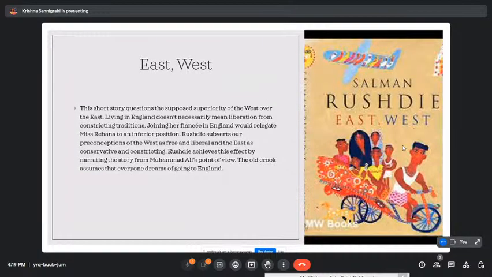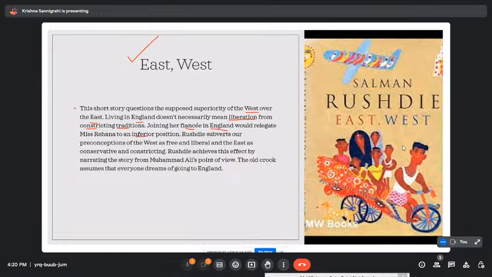East, West is a short story. This short story questions the supposed superiority of the West over the East. Living in England doesn't necessarily mean liberation from constricting traditions. So joining her fiancé in England would relegate Miss Rehana to an inferior position.